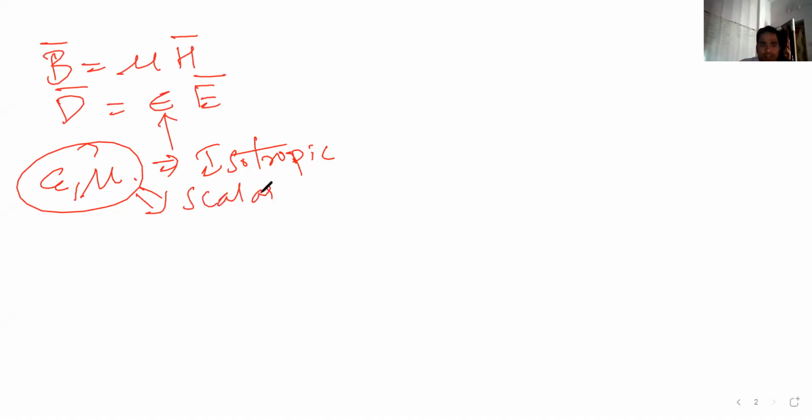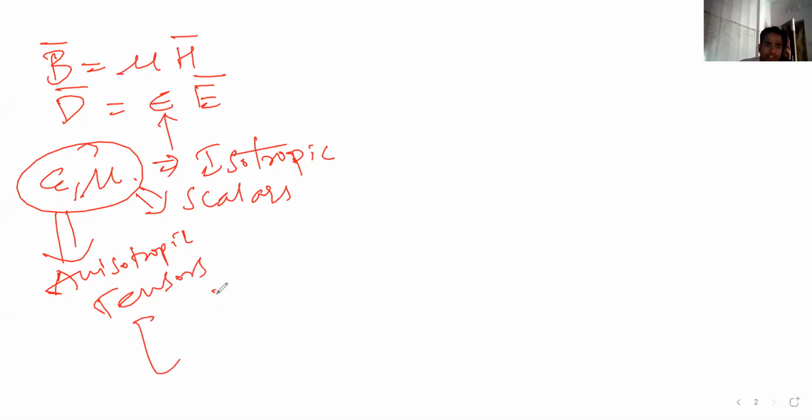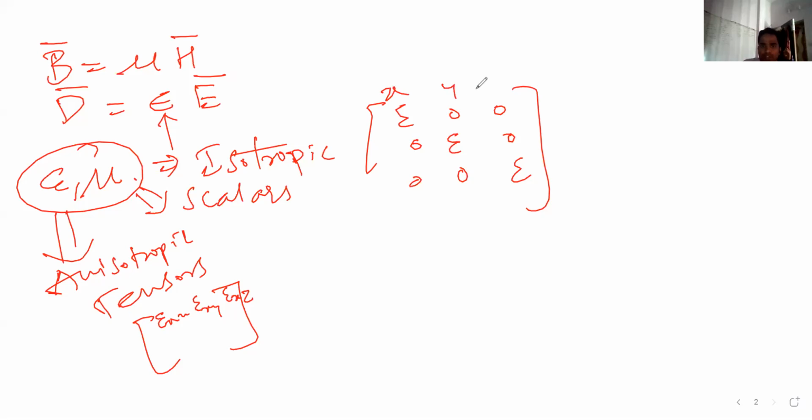Whereas for an anisotropic medium, they are tensors. So they will be different in different directions. It will be like epsilon xx, epsilon xy, epsilon xz. So in different directions, epsilon will be different. Whereas for isotropic, it will be epsilon 0 0, 0 epsilon 0, 0 0 epsilon, along x, y, and z. We have seen that in the last lecture.